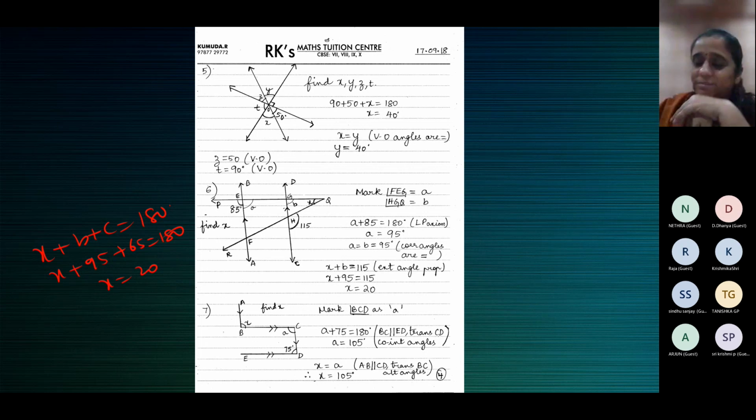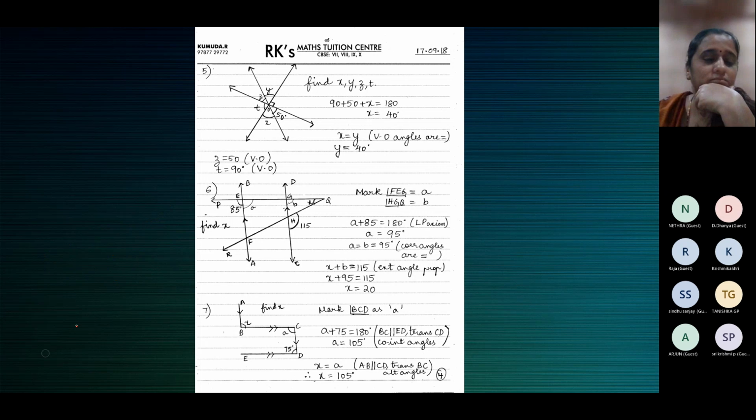Okay, let me share something else. Supposing I start with 115. Forget this A and B, we have not marked anything. We just have this figure. Now, supposing we start with 115. I can say vertically opposite angles are equal, so this is also 115. Is this correct?